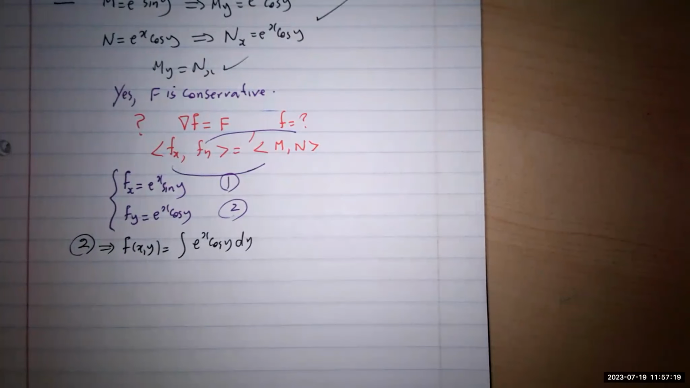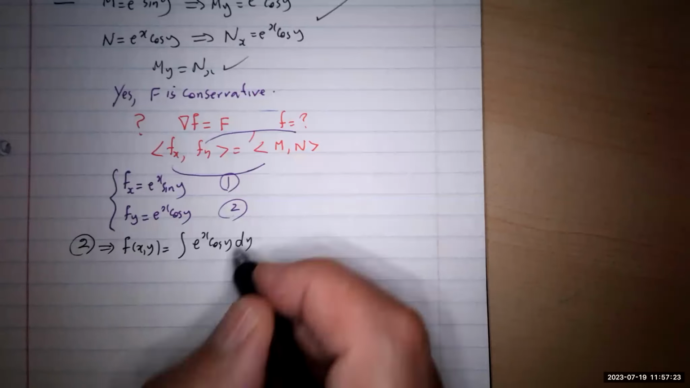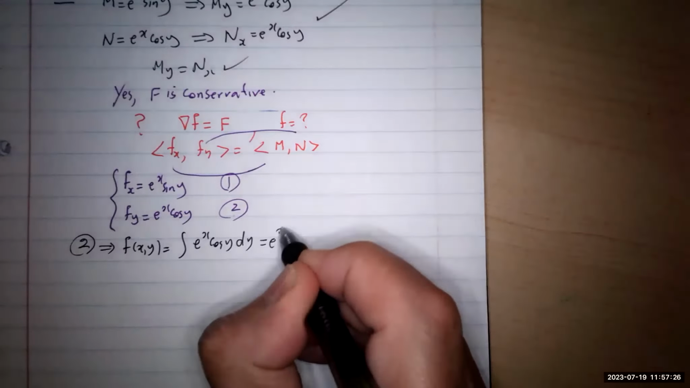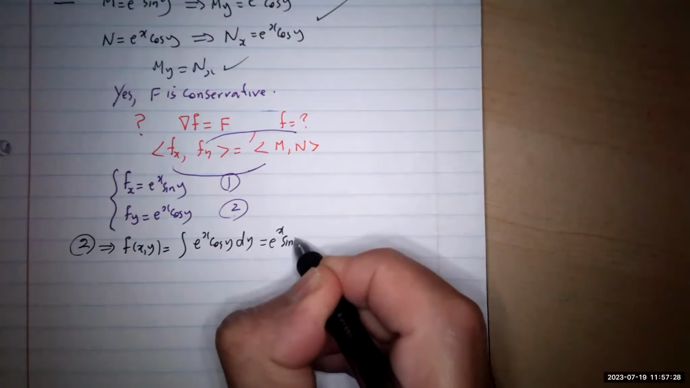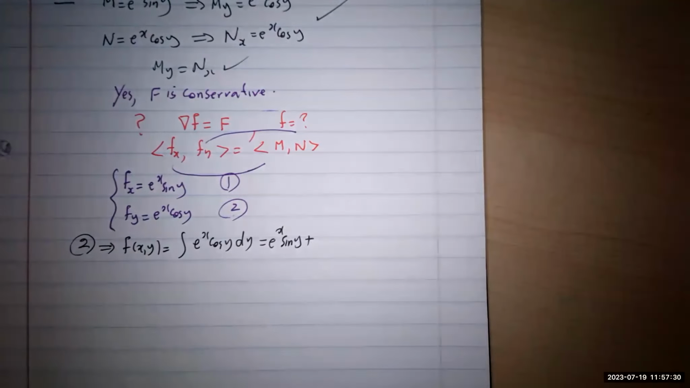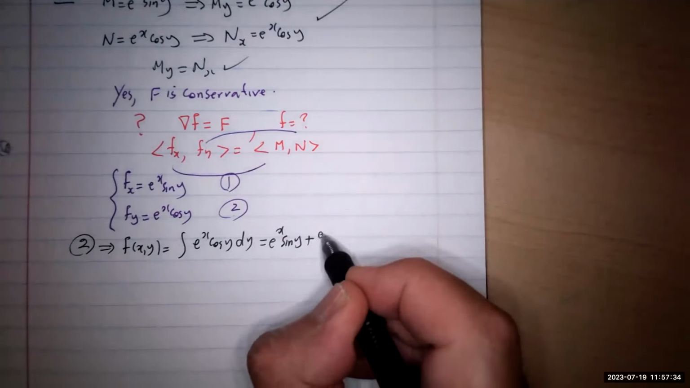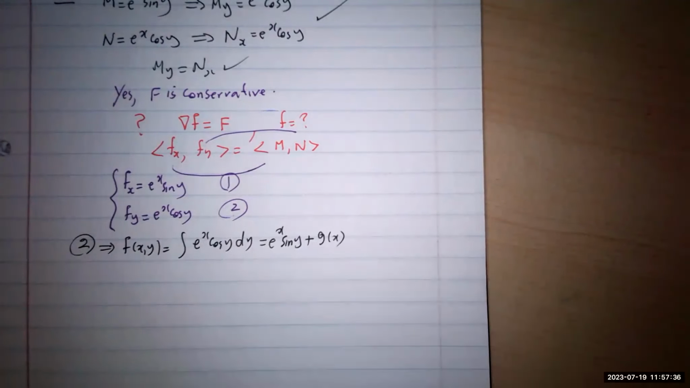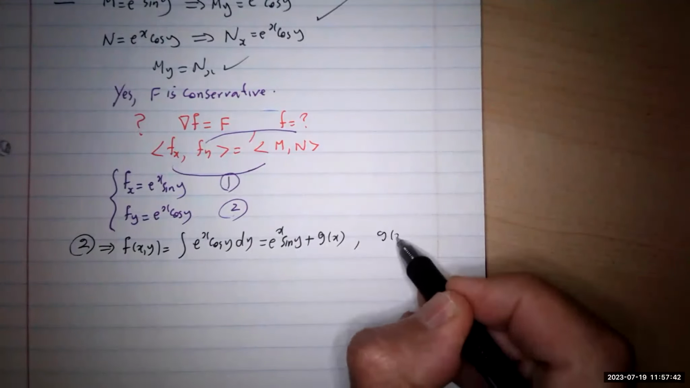Okay, so the x is constant, and the integral of a cosine is simply sine. So that gives e to the x sine of y. But this time, you keep the x constant, so you are going to have g of x. We get the g of x because that's constant, so you have to find the g of x.